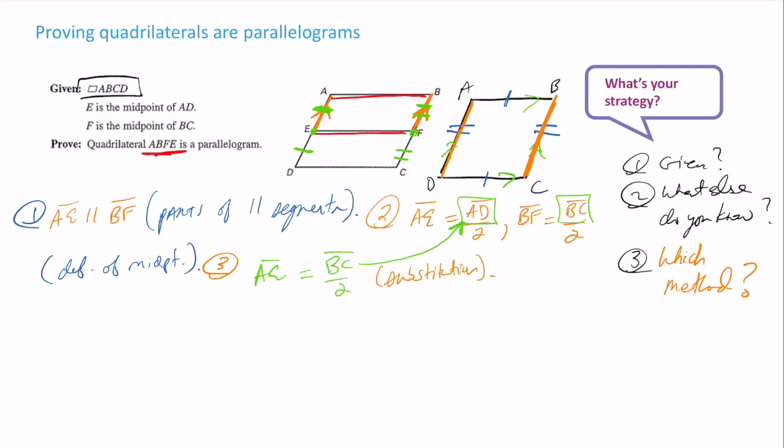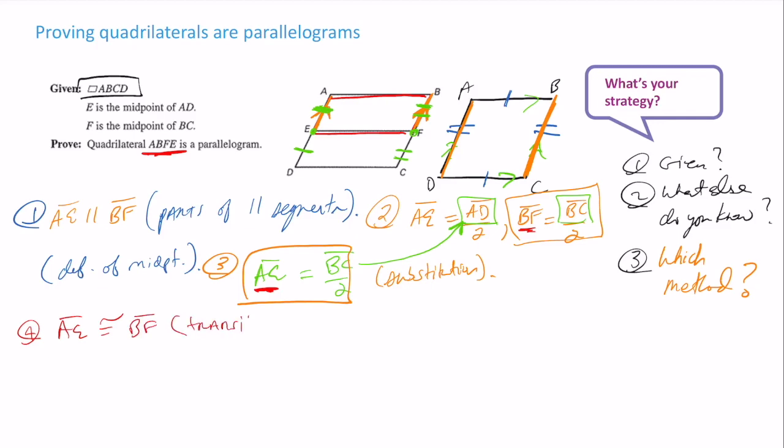Okay? But if AE is equal to half of BC and BF is equal to half of BC, then I know that BF and AE are the same thing, right? If two things are equal to the same thing, then they must also be equal. And that is just the transitive property. So I know that AE is congruent to BF. And that's the transitive property. Okay? But so now look what we've already done. We've already proven that AE and BF are parallel and congruent. And if you can show that one pair of opposite sides are parallel and congruent, you are done.